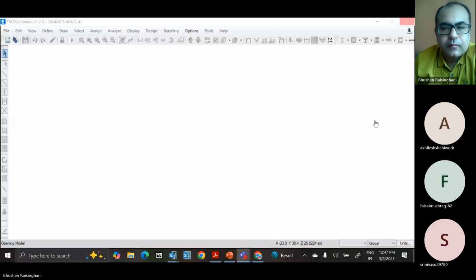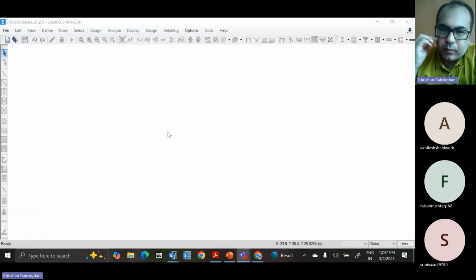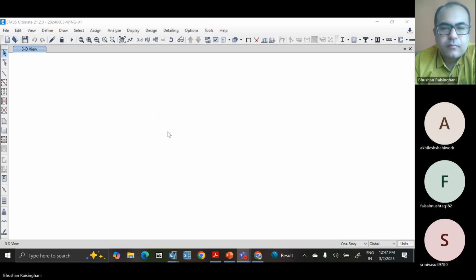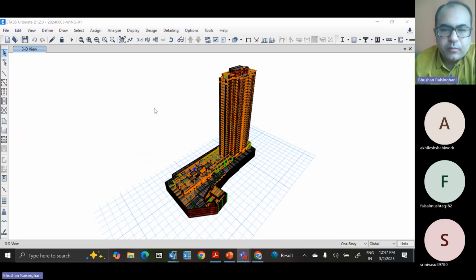So I'll just show you the model which we just completed. It is a heavy model, so it will take some time to open. You should have at least 16 to 32 GB RAM to have good graphics and less analysis runtime. So is my model visible to you?